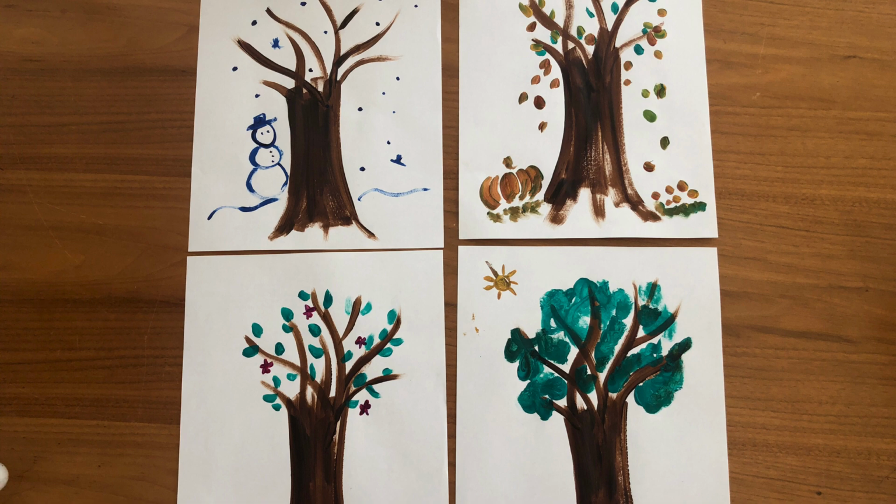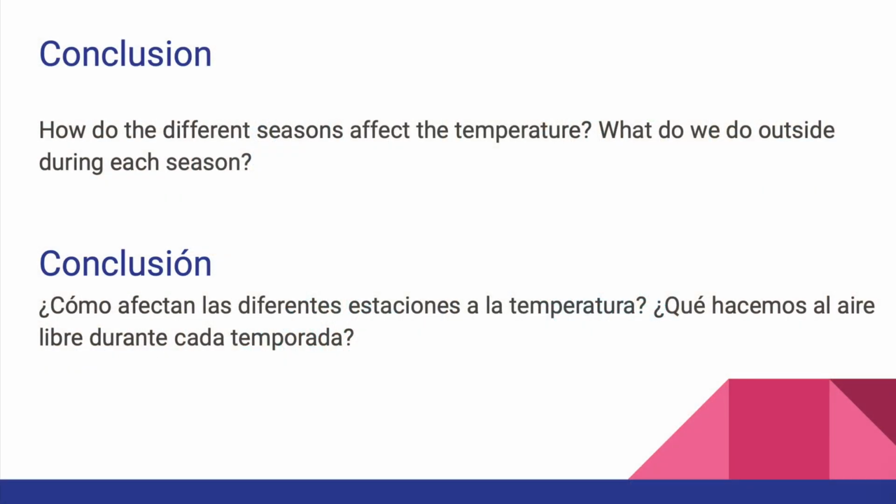Looking at your 4 trees, now you should be able to match them up with the different seasons that we just learned about. For our conclusion, let's think back to what we learned about earlier. How do different seasons affect the temperature of the earth? And what do we do outside during each season?